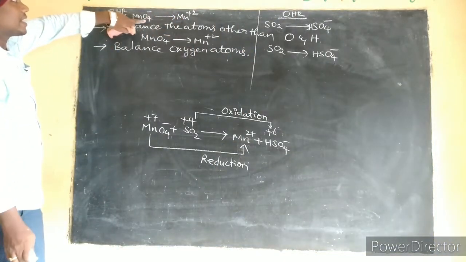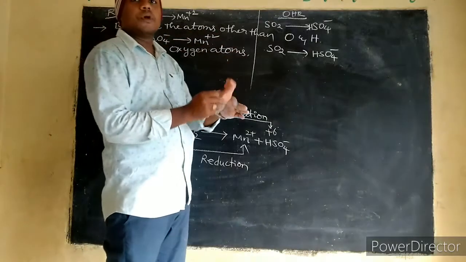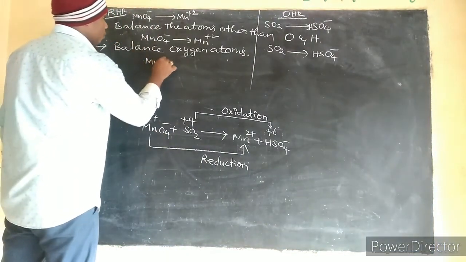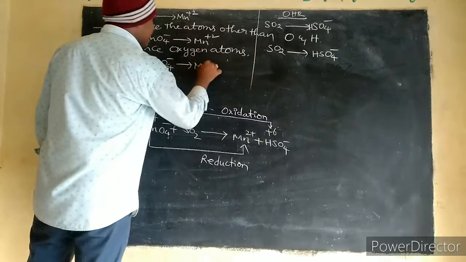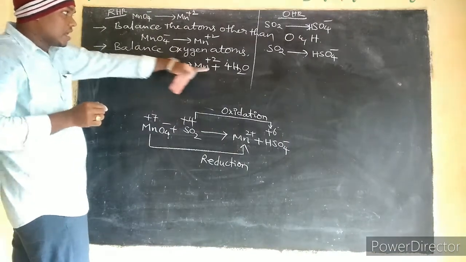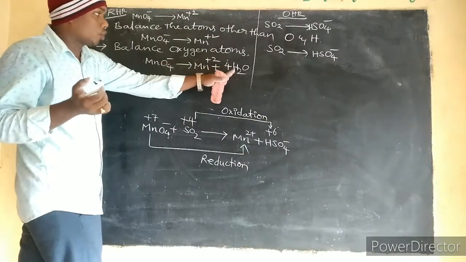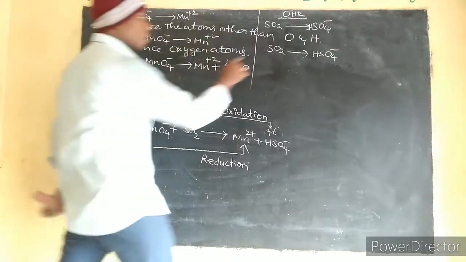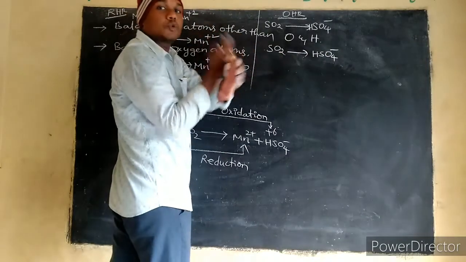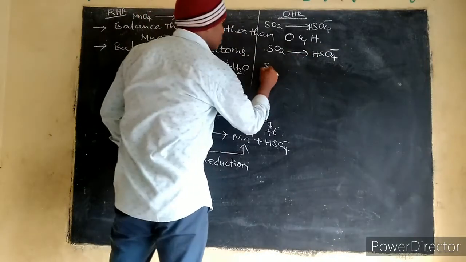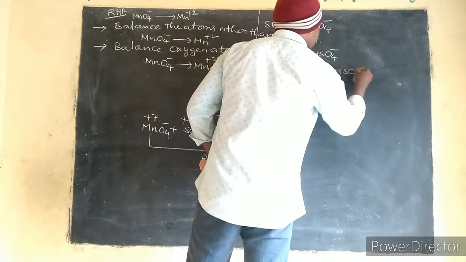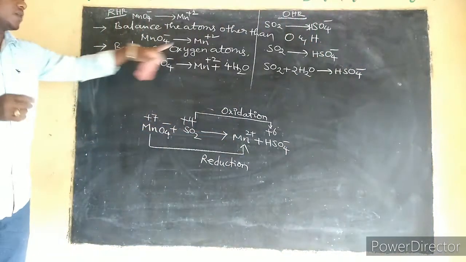So for balancing oxygen atoms, the required amount of water molecules should be added at the deficient site. Correct? Now here, MnO4 minus goes to Mn2+ plus 4 water molecules. Why? Because here there are 4 oxygens, and here there is no oxygen. So 4 water molecules should be added at the required site. Now here, 2 oxygens, and here 4 oxygens. So how many water molecules should be added here? 2. So SO2 plus 2 water molecules goes to HSO4 minus. This is balancing oxygen atoms.